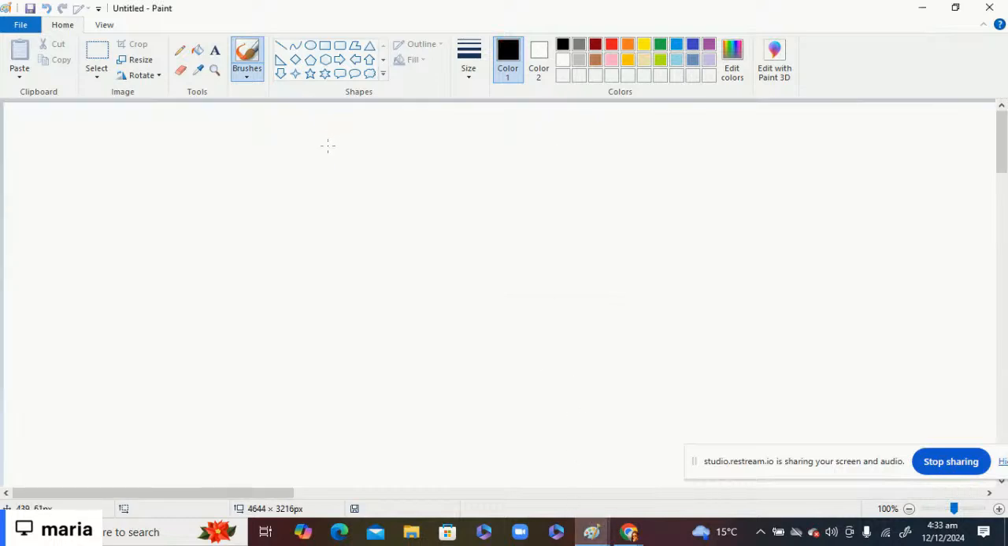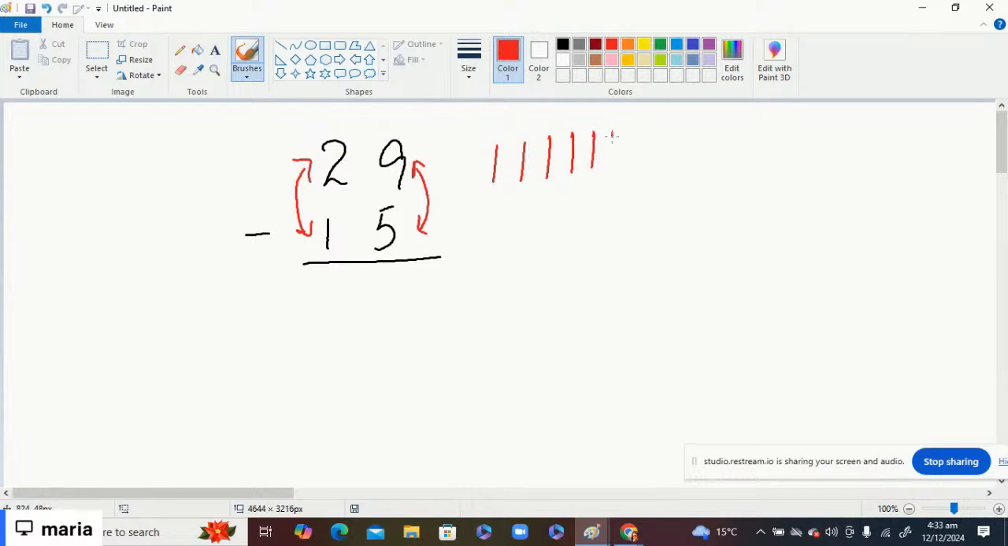So here we're going to put 29 minus 15. So how can we solve it? First of all, we draw the 9 lines. We are going to solve these 2 digits, and then you solve these two. So first of all, 9 minus 5. When you are going to subtract 5 from 9, what's the answer? 1, 2, 3, 4, 5, 6, 7, 8, and 9. Remove 5 lines. 1, 2, 3, 4, and 5. How many left? 1, 2, 3, and 4.